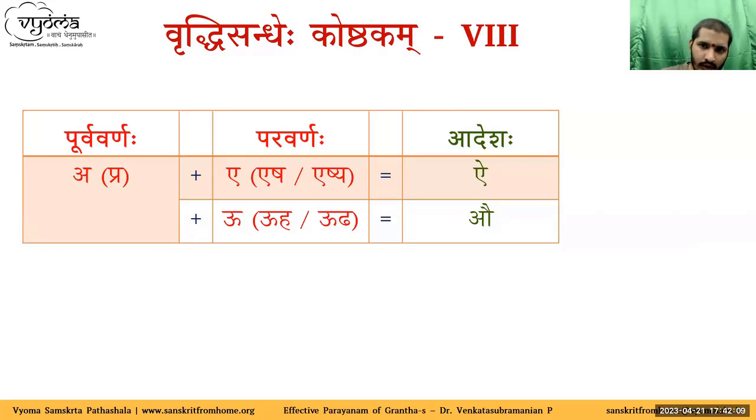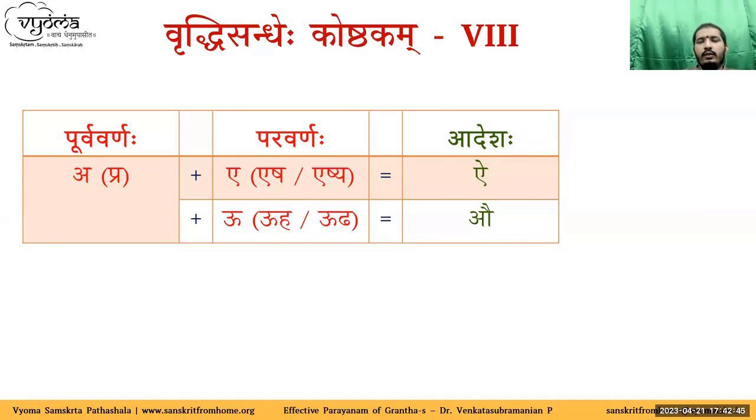So moving forward, the penultimate rule in Vriddhisandhi. If the purvavarna is a, that is the ending letter of the upasarga pra, and if the paravarna is e, which is the starting letter of the words esha or eshya, then we get the adesha aikara.